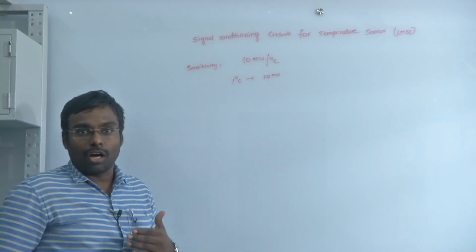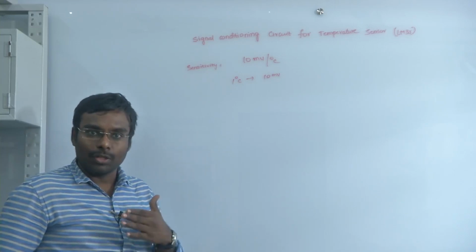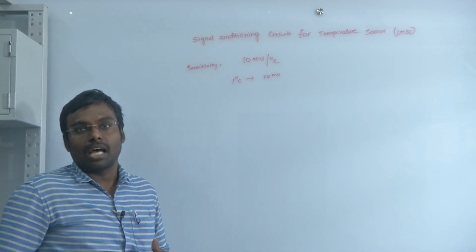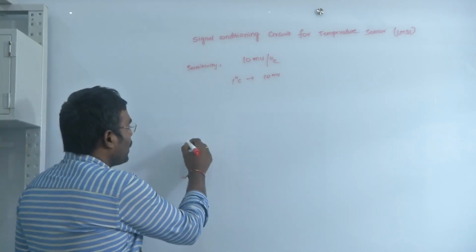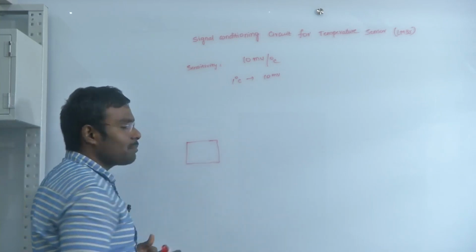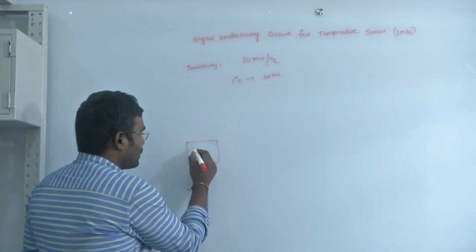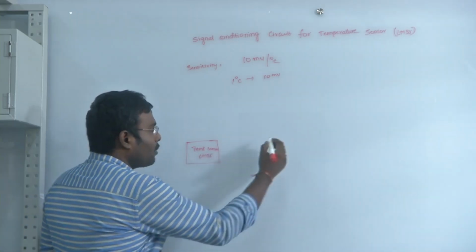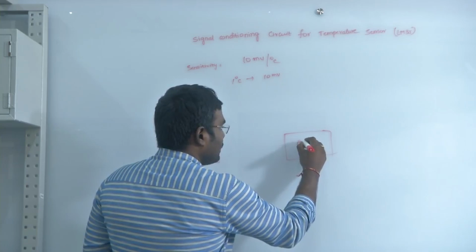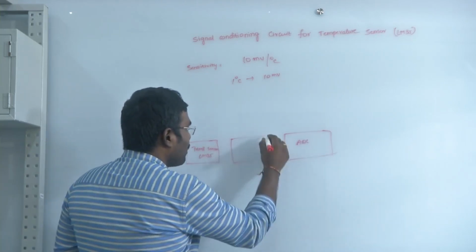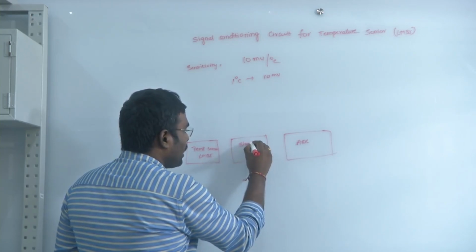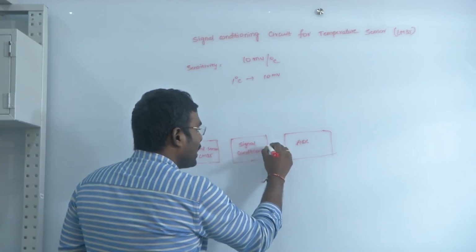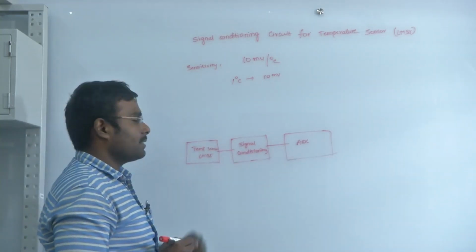The main intention of using a signal conditioning circuit is to meet the requirements of the next stage, which is our ADC circuit. If I represent the complete system using a block diagram, this is my temperature sensor, which is LM35, and if I want to interface it to the ADC, which is another system, we will use some kind of signal conditioning circuit or interfacing circuit in order to meet the requirements of the ADC from the temperature sensor.